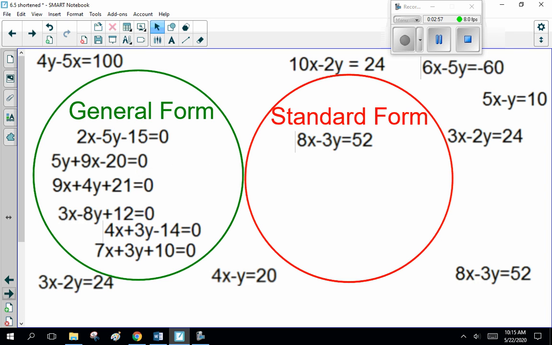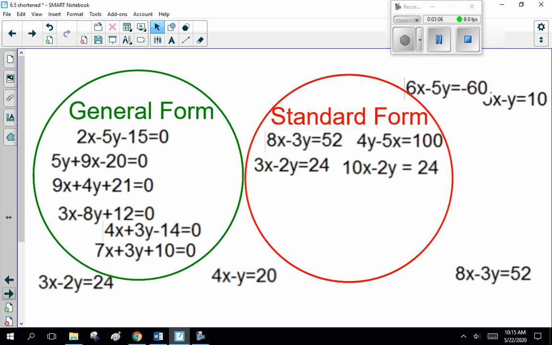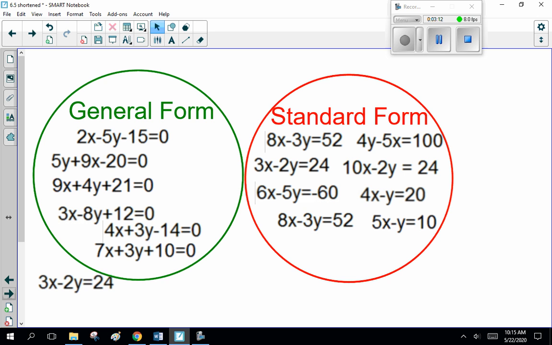And do I have anything else? I believe everything else is standard form: something plus x plus y equals some number. Yes, there we go. So all the rest of these are in standard form. And no, I generally don't talk about them. I just want you to look at them. That's written the other way.